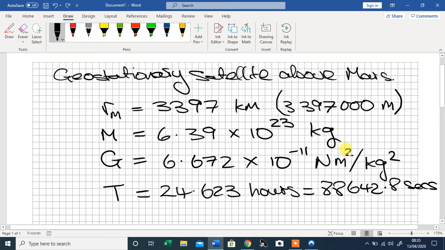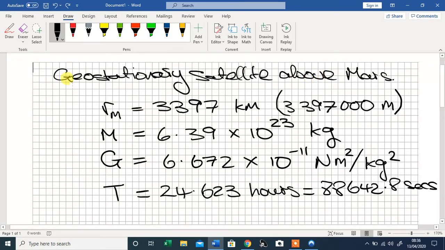Hello. In addition to my two previous videos in which we studied geostationary satellites above, first of all, Earth and then the Moon, we worked out how high a geostationary satellite would have to be above Earth and above the Moon, respectively. Now, like I said in those previous two videos, a geostationary satellite is a satellite that moves about a planetary body such that it always remains above the same point on that planet. It never moves away from it.